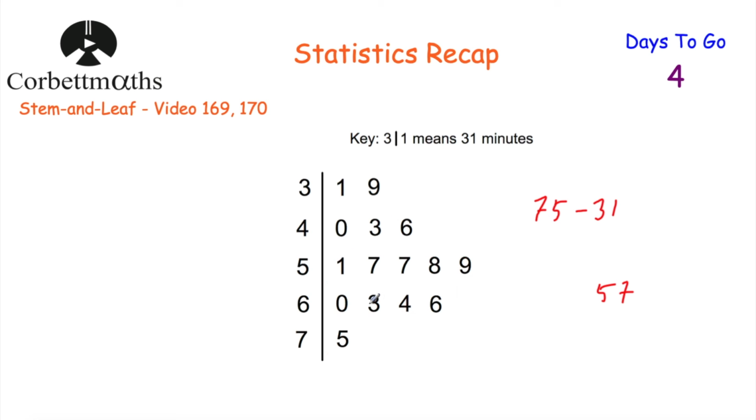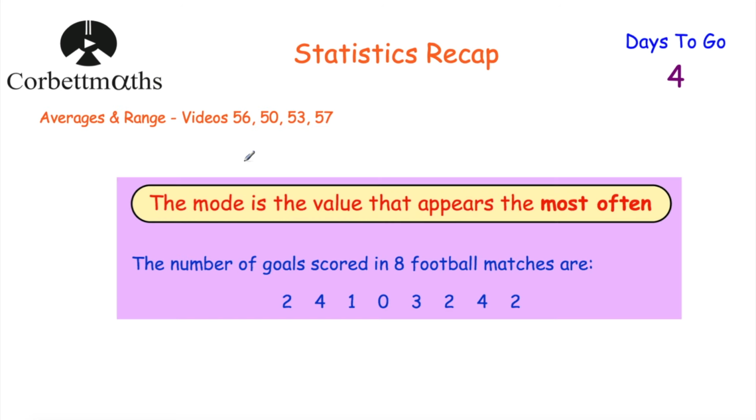Also, you might be given questions, for instance, what fraction of students took less than 40 minutes. So you then say, well, 2 students took less than 40 minutes. This one took 31 minutes and this one took 39 minutes. I'd find out how many students there are altogether and then write that as a fraction and things like that. So make sure you're ready for that whenever you're dealing with stem and leaf diagrams. Also, in terms of our averages and our range, in terms of the mode, remember the mode is the most common value.